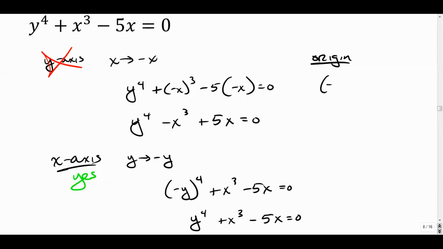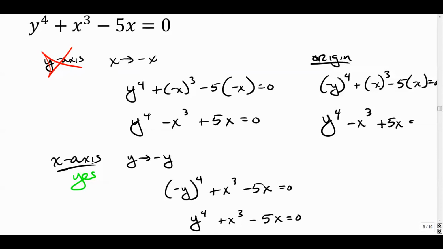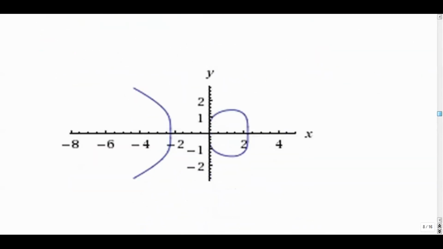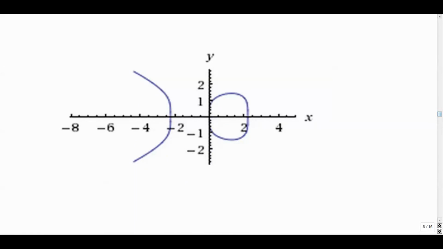And let's test the origin just for good measure. Change both the x's and the y's to their negatives and see if we get exactly what we started with. That's positive y to the fourth, negative x to the third, plus 5x equals 0. And you can see that that's not precisely what we started with. So there's an example of one that only has x-axis symmetry. And that has a weird graph that looks like this. You can see that this is exactly the same as this. This is exactly the same as this. It's a weird one. That's tough to even put into your calculator.